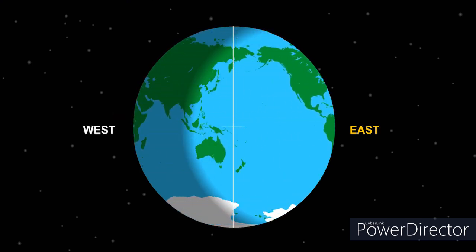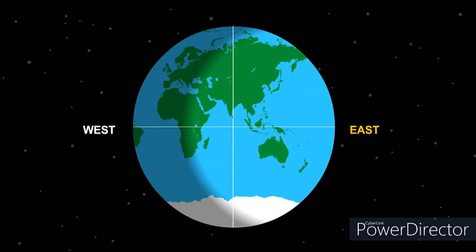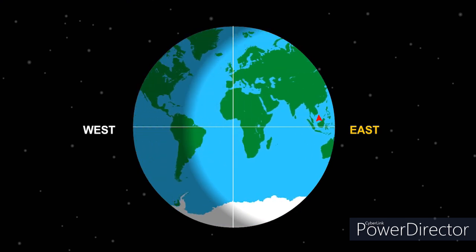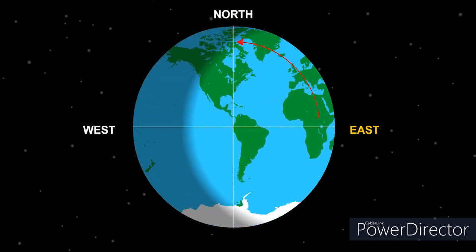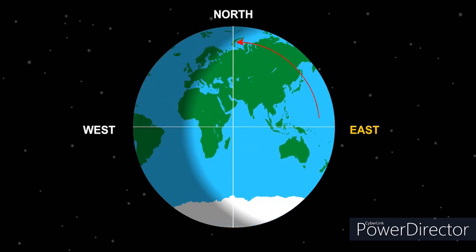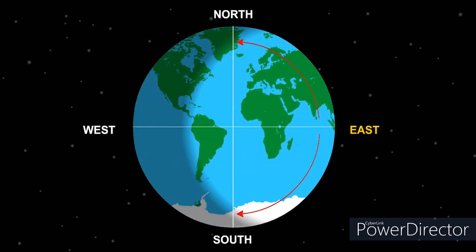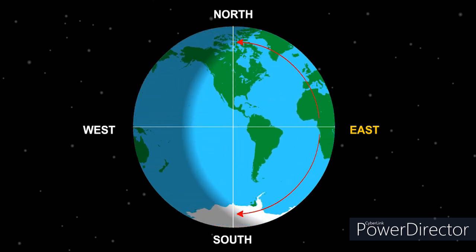West is defined as the opposite direction to east. We can also use the poles to define direction. When we are facing east, the pole to our left is called the North Pole, and the direction to it is north. The pole on our right when facing east is called the South Pole, and the direction to it is south.